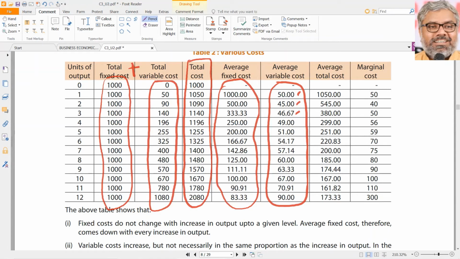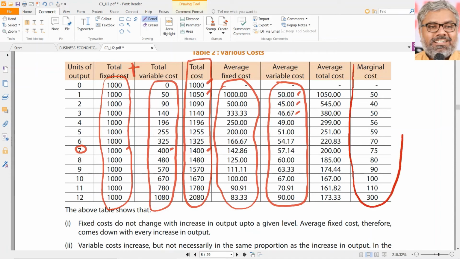So naturally, it starts from fixed cost, which is 1000, then 1000 plus 50, 1050, like that. Let us say for 7 units, what will be total cost? 1000 plus 400, that is 1400. So total cost is nothing but the total fixed cost plus total variable cost. But now what is marginal cost?